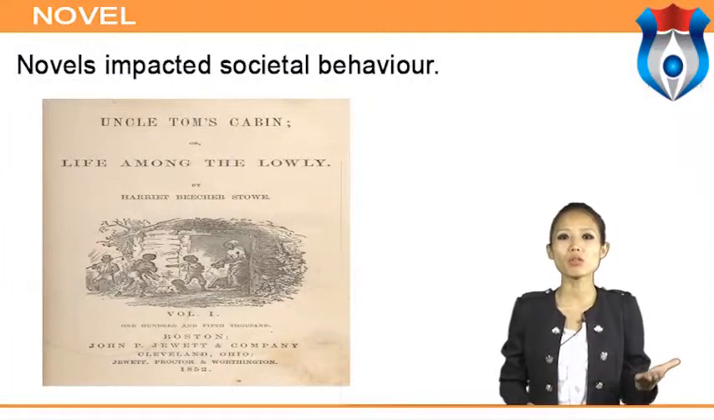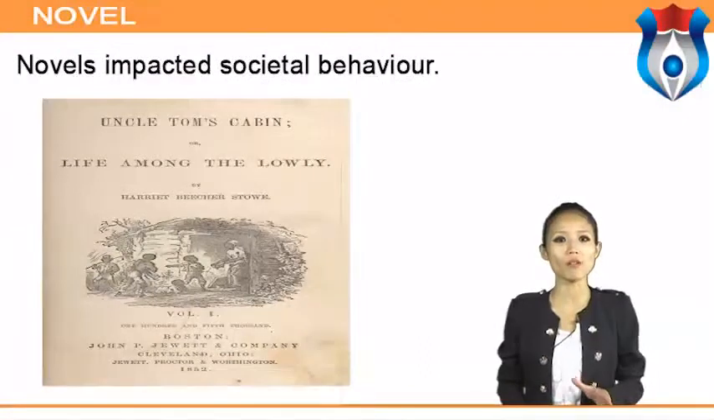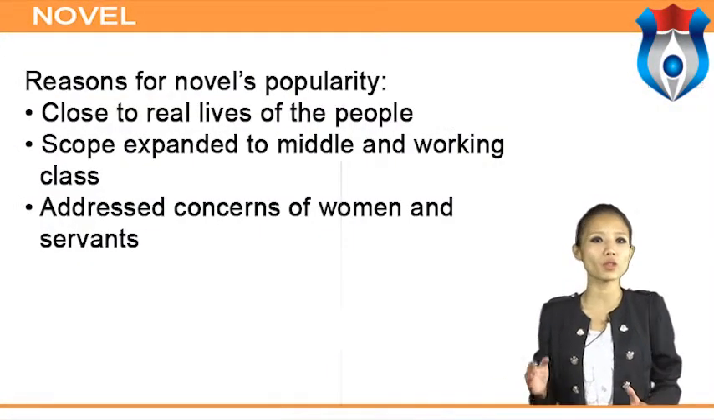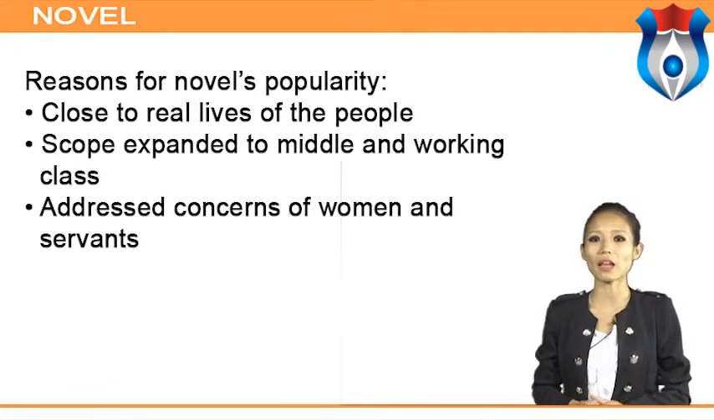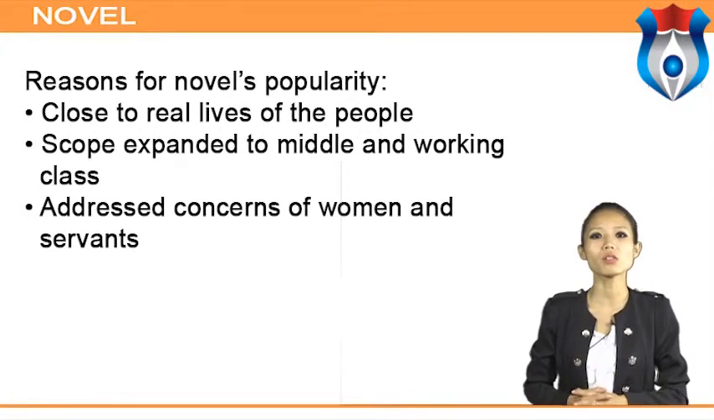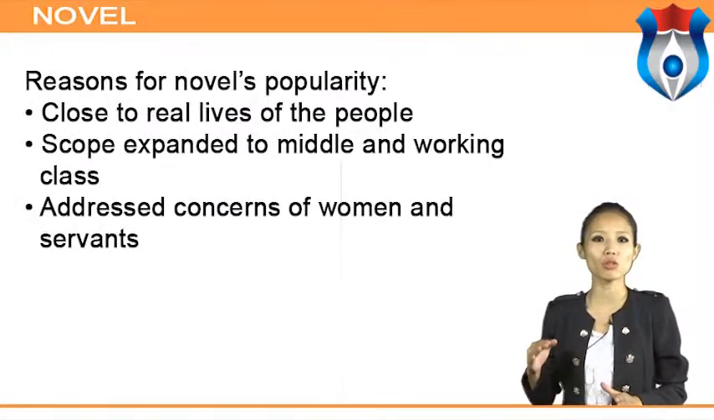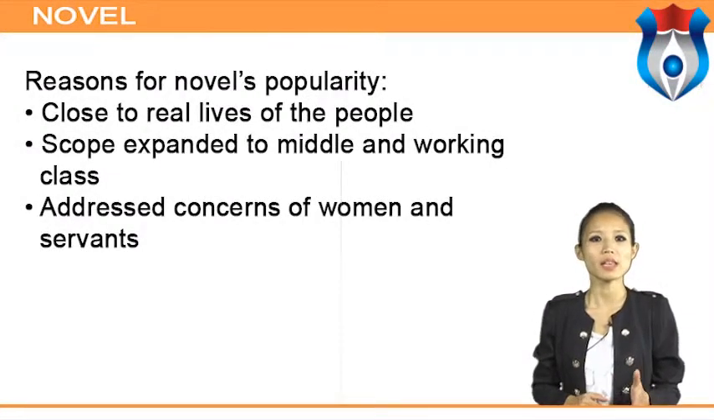The novel that drew the United States into a civil war is the abolitionist novel Uncle Tom's Cabin. Let us study a few reasons for the novel's popularity. Since it closely represents the lives of people, it became more popular than poetry and drama. Its social scope expanded to include the middle and working class, leading to increasing popularity. A large readership came from women and servants, hence it addressed the concerns of these two groups.